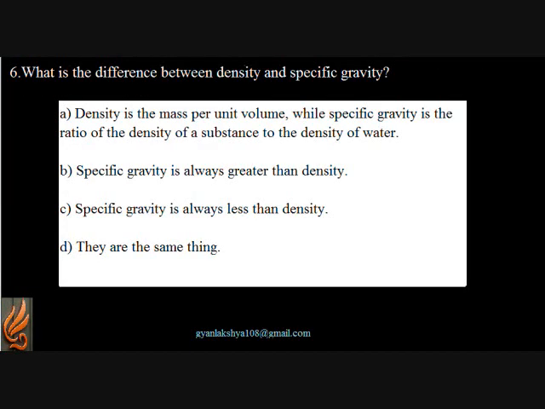What is the difference between density and specific gravity? A. Density is the mass per unit volume, while specific gravity is the ratio of the density of a substance to the density of water. B. Specific gravity is always greater than density. C. Specific gravity is always less than density. D. They are the same thing.